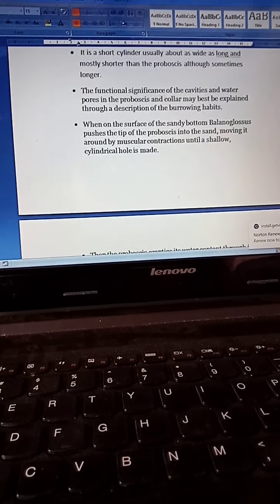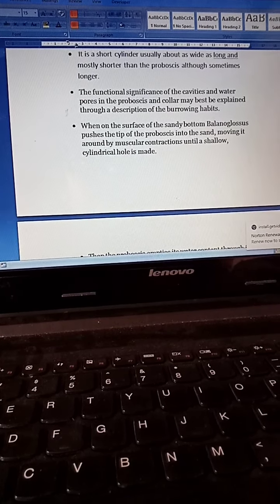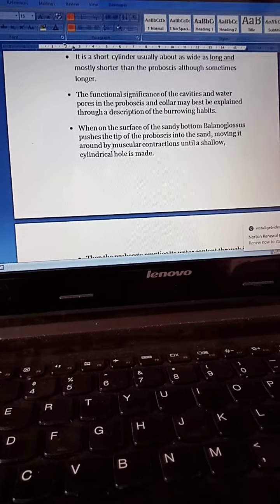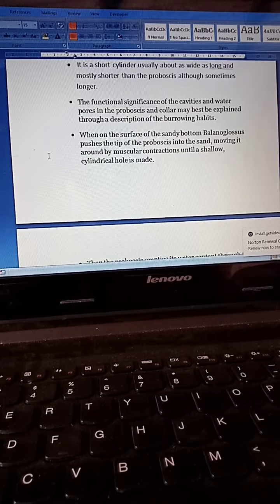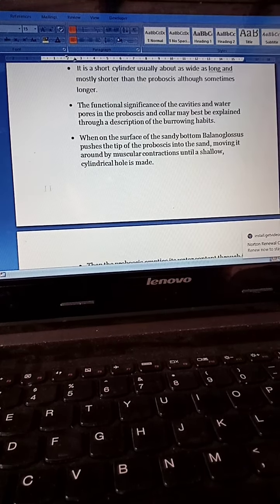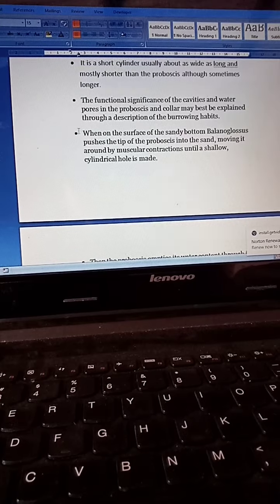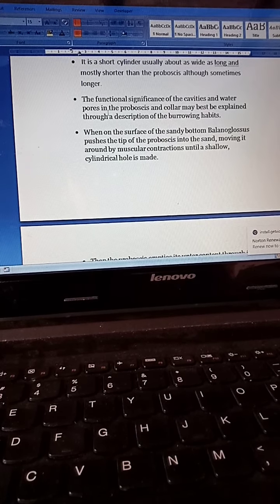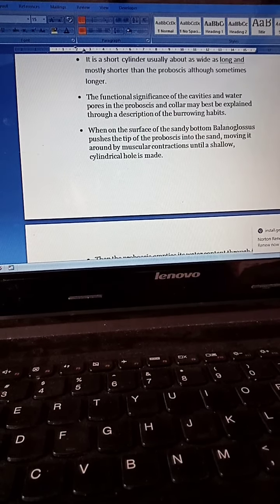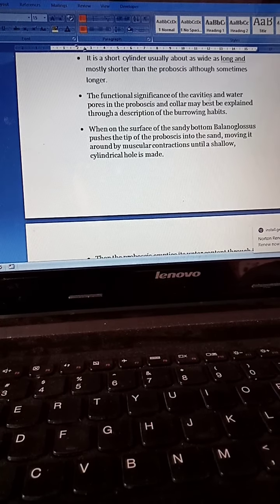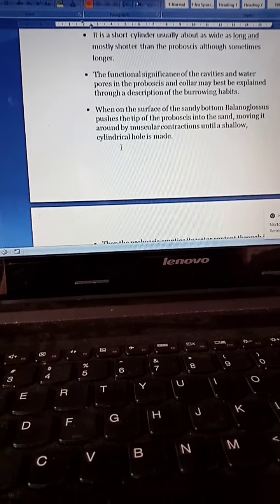The functional significance of the cavities and water pores in the proboscis and collar may best be explained through a description of the burrowing habits. By seeing the burrowing habits of Balanoglossus, we can clearly explain the cavities and water pores in the proboscis and collar. In the proboscis and collar we can find some cavities and also water pores. With the help of these cavities and water pores, by utilizing the cilia, the body can move from one place to another. So the significance of cavities and water pores will be explained through a description of the burrowing habits.